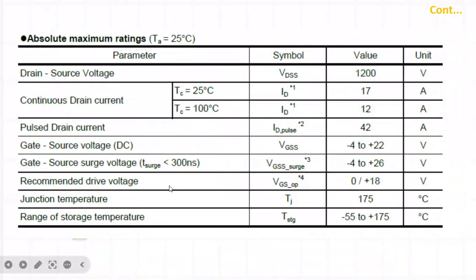Another thing, if you see the gate to source voltage, it is minus 4 to plus 20 volt. So this is what I said, that we need a negative gate pulse when we have to provide the gate drive to our silicon carbide or GaN devices. So negative gate pulse providing itself is a big challenge. We have to learn how to do this, and we will demonstrate it in LTspice. Then temperature and all other things are mentioned.